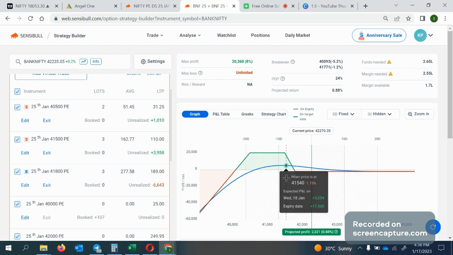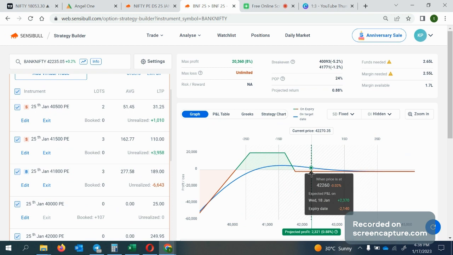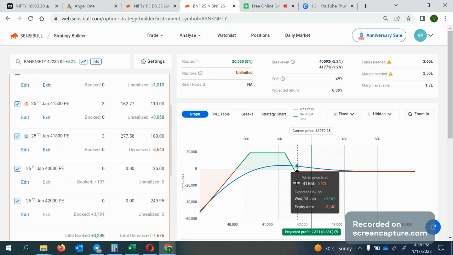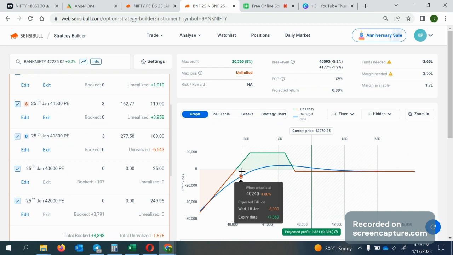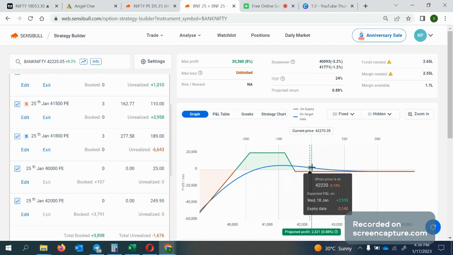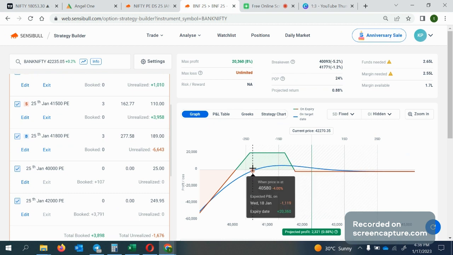So now you might be asking, how can I reduce this loss? Yes, I can reduce this loss in multiple ways. One thing I can do is, I have the safety of almost 5.2%. If the Bank Nifty goes by 5%, and I don't do the adjustment, my loss will only start if the market goes by 3.86% on the downside.